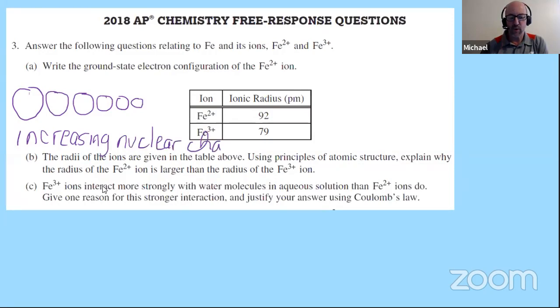So the problem with that particular trend is it doesn't apply in this particular case. We're not comparing sodium with magnesium. We're not comparing fluorine with neon. We're comparing iron with iron.